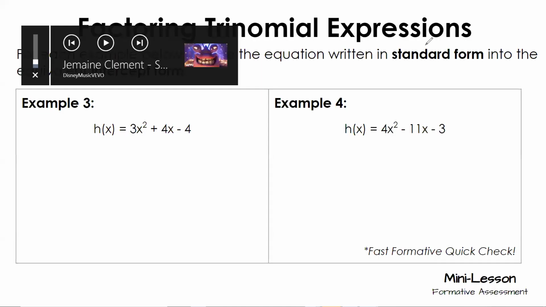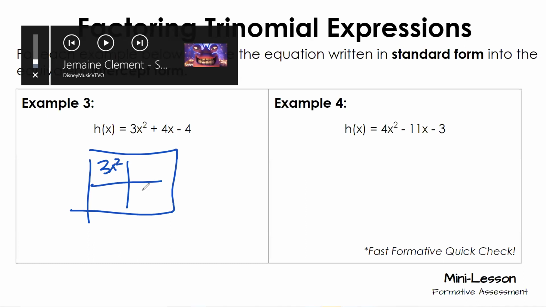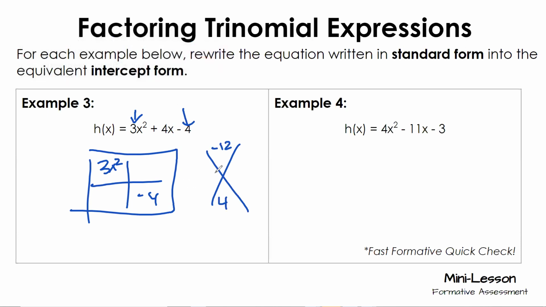Let's check your work. Okay. So we got a box. Put a first term in the first box, last term in the last box. Make our big X. A times C is negative 12, and B is 4. So what two numbers can I multiply together to get me negative 12, but add together to get me 4? So multiply to get you negative 12, add together to get me 4.